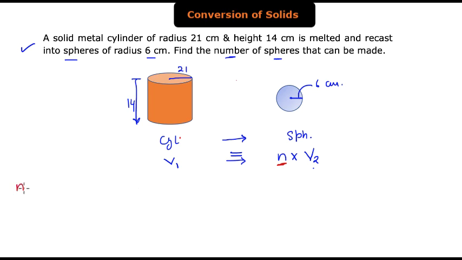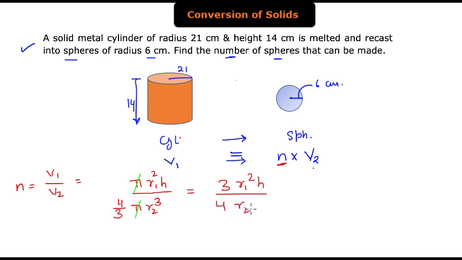So we'll say that n is equal to V1 divided by V2, where V1 is the volume of the cylinder, which is pi r1 square h, and V2 is the volume of a sphere, which is 4 by 3 times pi r2 cube. These are the simple formulas for the volume of each of these shapes. So let's cancel a few things here. Pi cancels, and finally what you get is 3 r1 square h divided by 4 r2 cube.